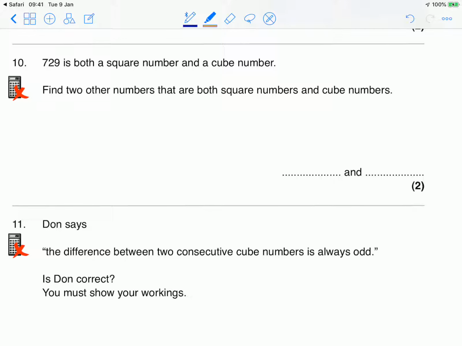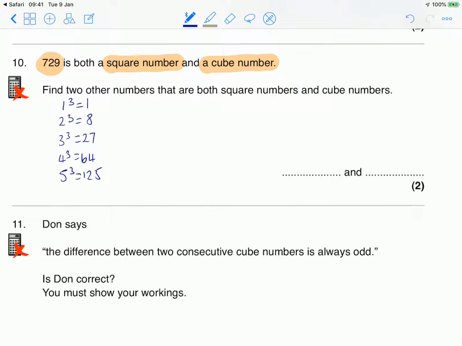It tells you here that 729 is both a square number and a cube number. Find two other numbers that are both square numbers and cube numbers. You don't have to look very far. If you go back to the beginning, 1 cubed, 2 cubed, 3 cubed, 4 cubed, and 5 cubed.